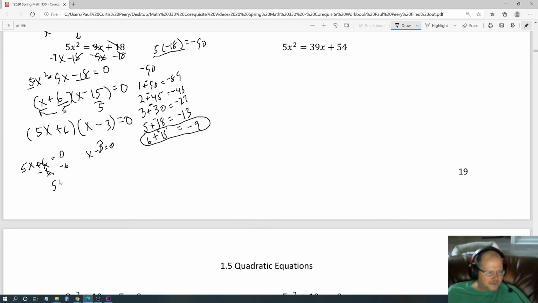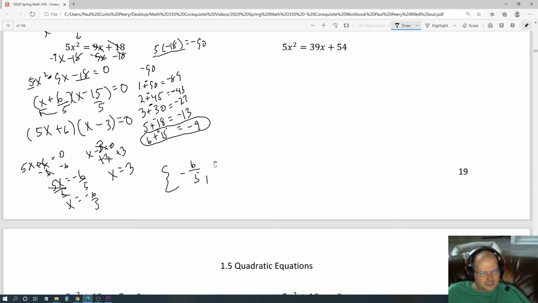Okay. So we end up with 5x is equal to negative 6, divide by 5, divide by 5, cancel, cancel, x is equal to negative 6/5, or plus 3, cancel, cancel, x is equal to 3. And then, of course, that means the answer's in set notation or something like that. All right, let's move on to the next one.